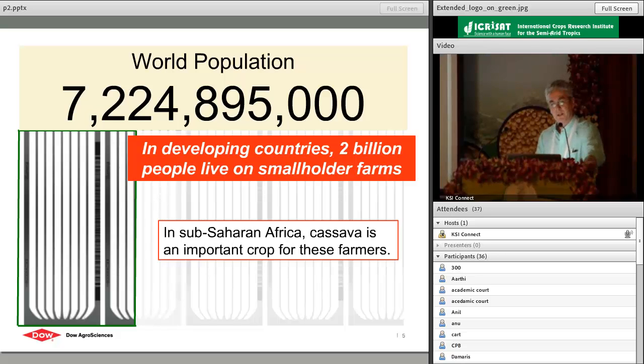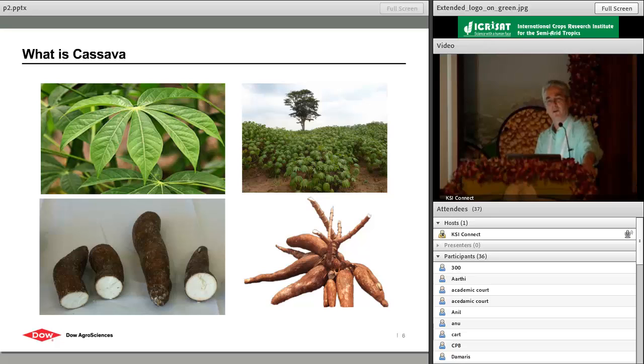Cassava is a particularly important crop in sub-Saharan Africa. It's also well known in this part of the world, but I'm going to focus most of the talk on sub-Saharan Africa and the role that cassava plays there. So for those of you who have not eaten cassava, this is it. It's a woody shrub with a very starchy root.